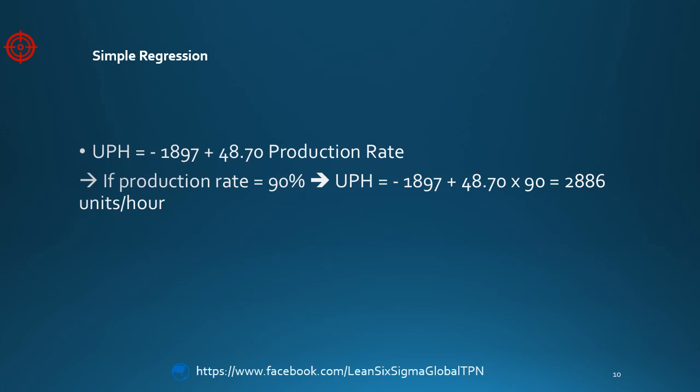The third tool is simple regression. Simple regression provides an equation or model to describe the relationship between two variables. This regression equation can be used to predict future events. For example, ABC can use the regression equation to predict the UPH based on production rate.